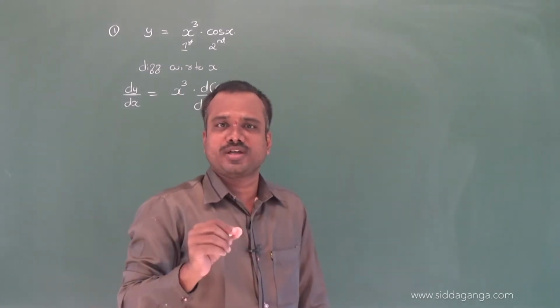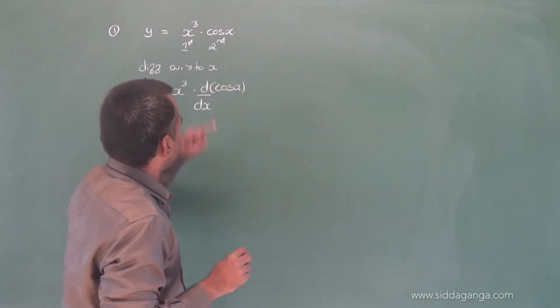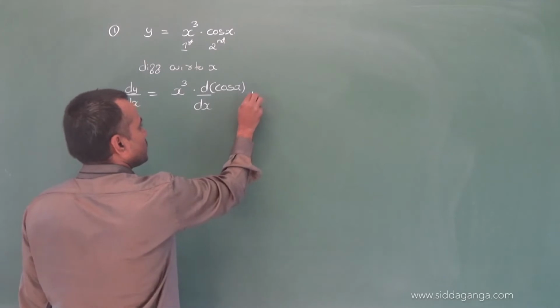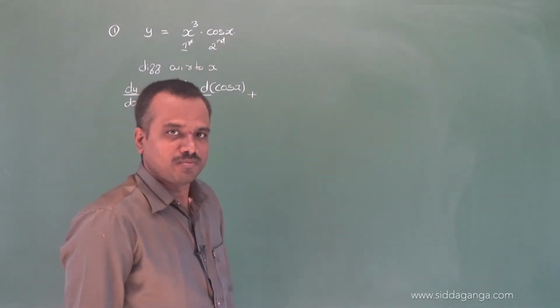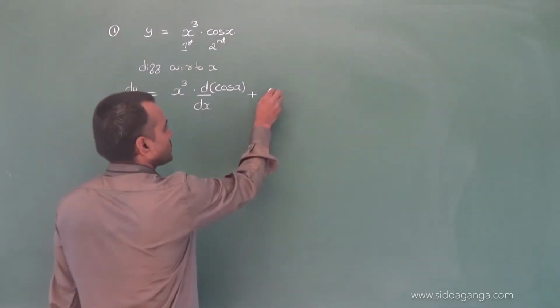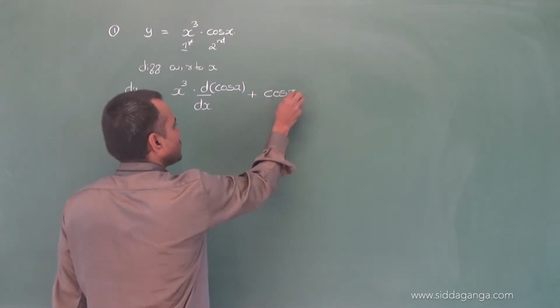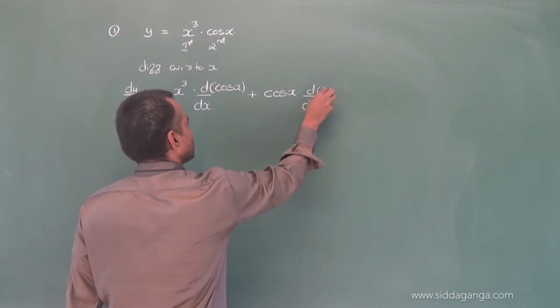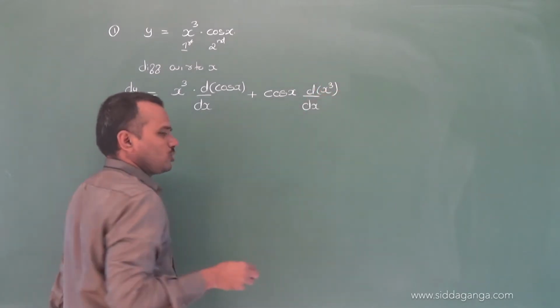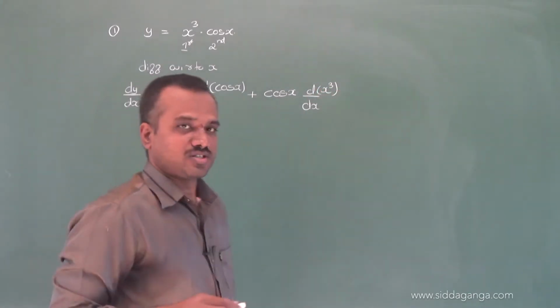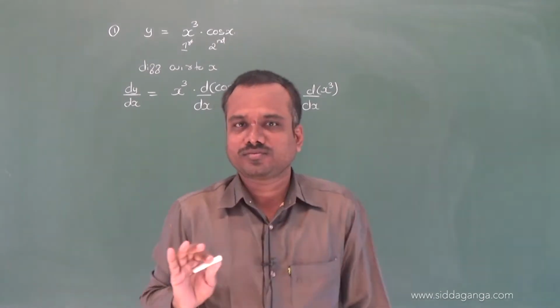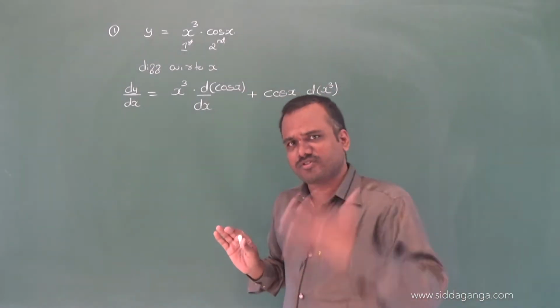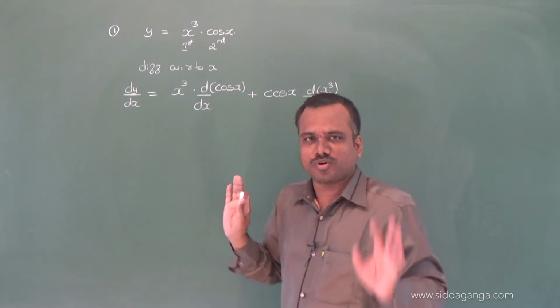X cube, got my point? X cube into derivative of cos x plus cos x, second function, cos x into derivative of d by dx of x cube. Better to practice, write this, don't write directly. After knowing the concept very well, write directly the answer, no problem.